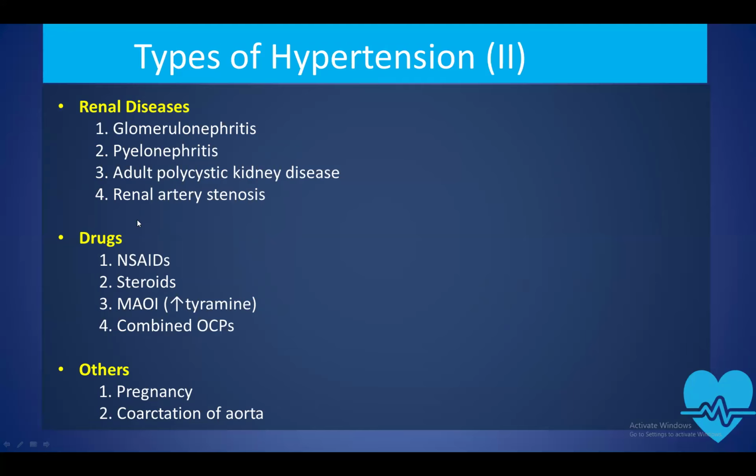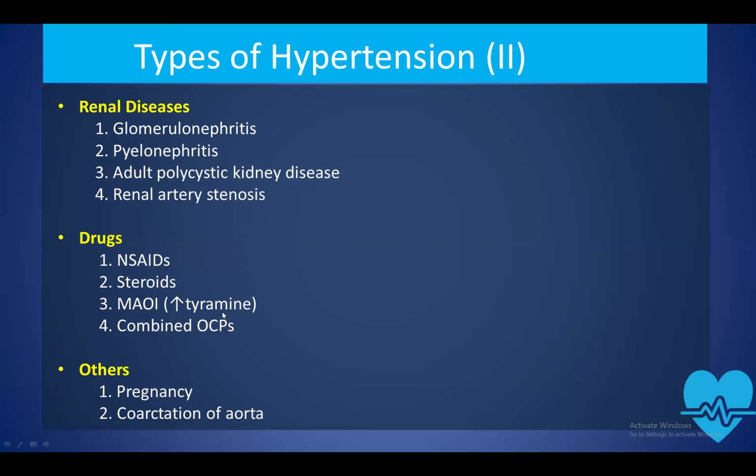It's important to remember which drugs can cause hypertension. NSAIDs act just like aldosterone. They increase sodium and water reabsorption in the kidneys. Steroids, just like cortisol, increase the effects of epinephrine and norepinephrine, which then cause vasoconstriction and hypertension.